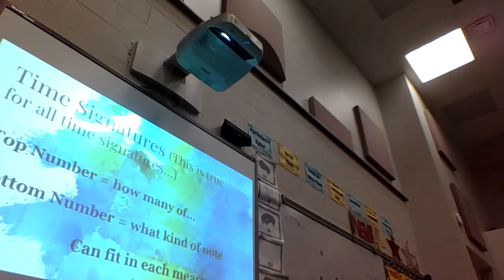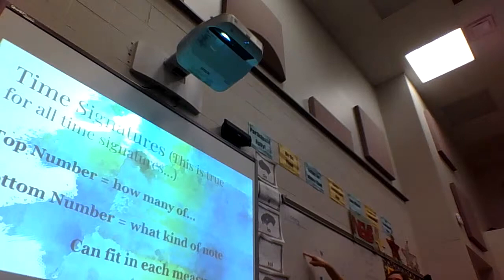If I talk about 2/2, how many? 2. My answer is 2. How many of what kind of note? If I make that into a fraction, that's a half note. I can fit 2 half notes in a measure, or the equivalent of 2 half notes in a measure. Because if every rhythm we ever had was just 2 half notes per measure, that would be a pretty boring song, right? If that was all we ever did. So I can change those out for things that equal 2 half notes per measure, right?